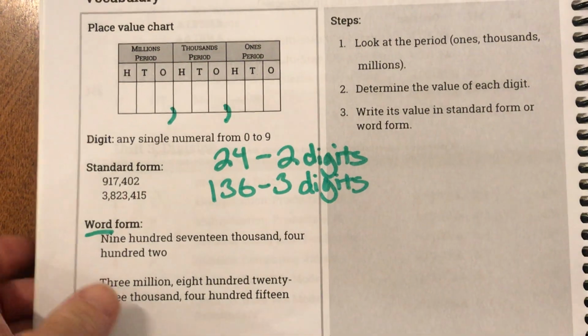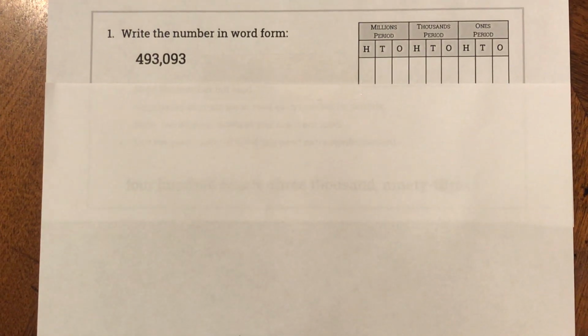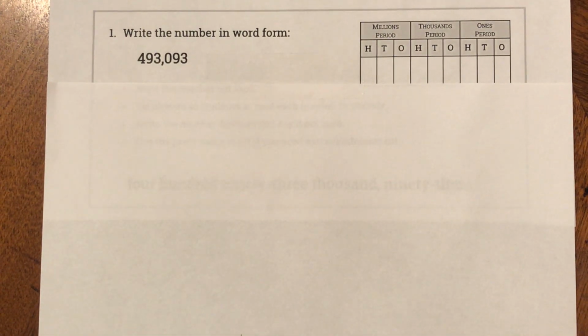Now, I'm going to put down my green pen and pick up my red pen, which means I'm going to do a problem that you don't have. So remember, red means you're just going to sit back and watch. So here's my first problem. It says write the number in word form. So they've given me this and they want me to write it in word form.